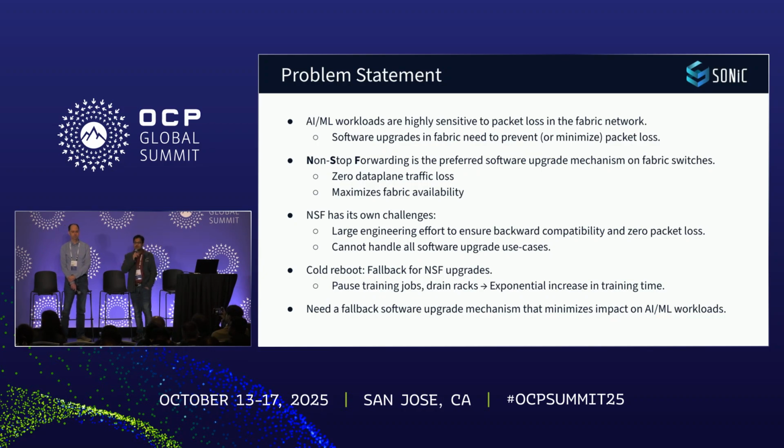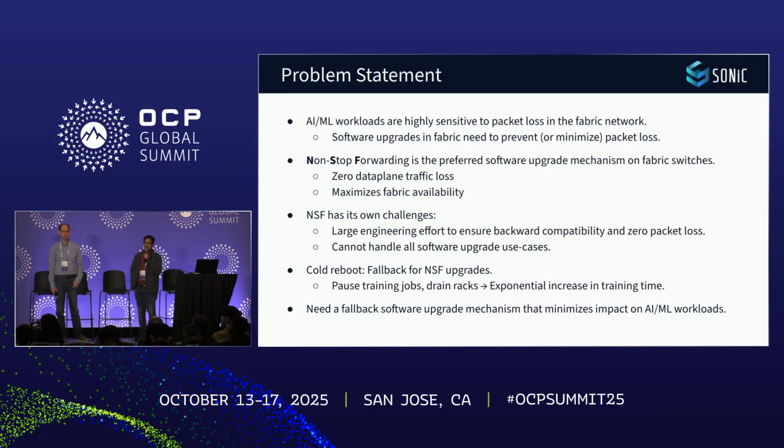So AI/ML workloads are very different from traditional enterprise workloads. They're very sensitive to packet loss, and even a slight packet loss in the network can exponentially increase the training time, thereby wasting GPU cycles. Now, no matter how frequently or how slowly we upgrade software, there is an exigent need for software upgrades to minimize packet loss and maximize fabric availability. So the natural solution is NSF, non-stop forwarding.